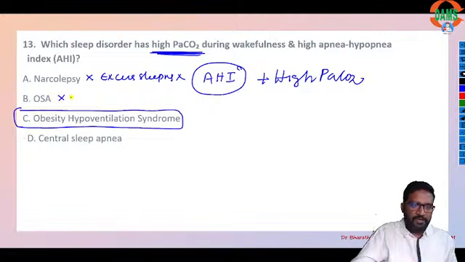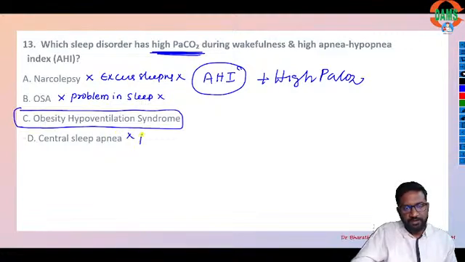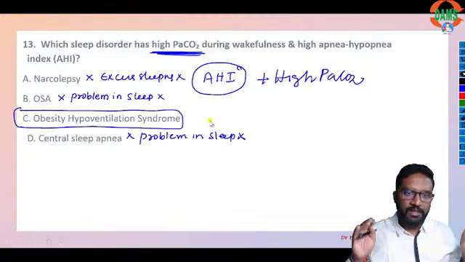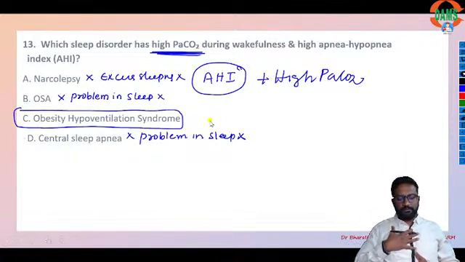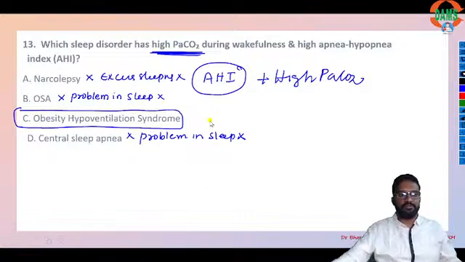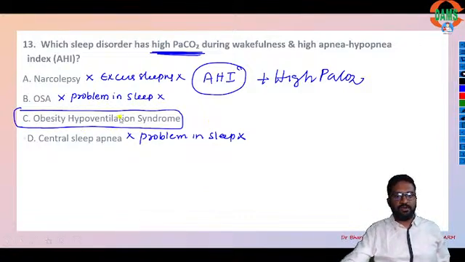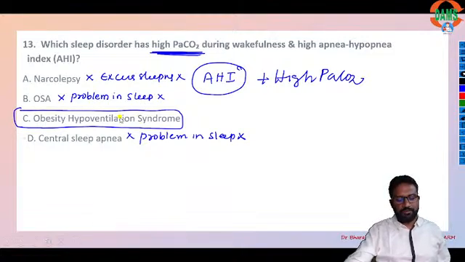So here in OSA, the problem is only in sleep. When he is awake, he can breathe. Central sleep apnea also, the problem is only in sleep. When he is awake, he can still breathe. In obesity hypoventilation, there is a lot of fat in the abdomen and stomach. It will not allow the patient to breathe. So if you see OSA or any sleep apnea with high PaCO2, you suspect obesity hypoventilation syndrome.